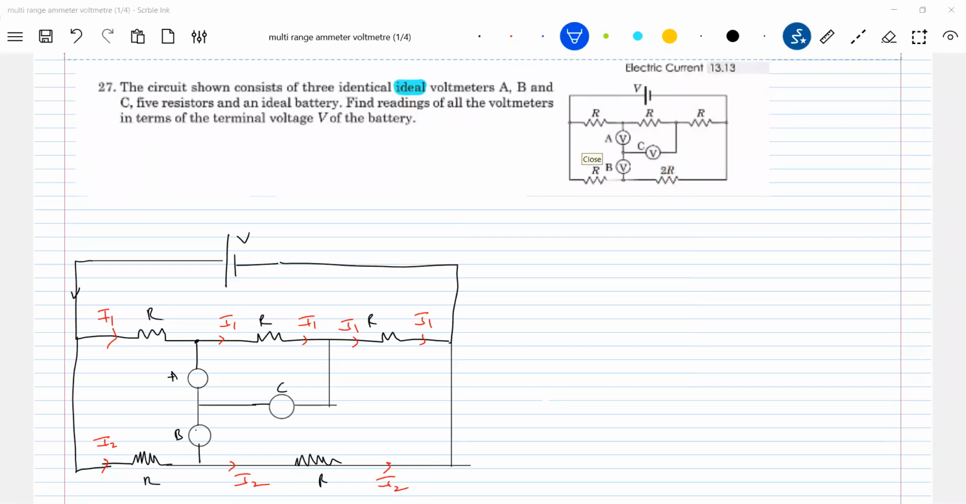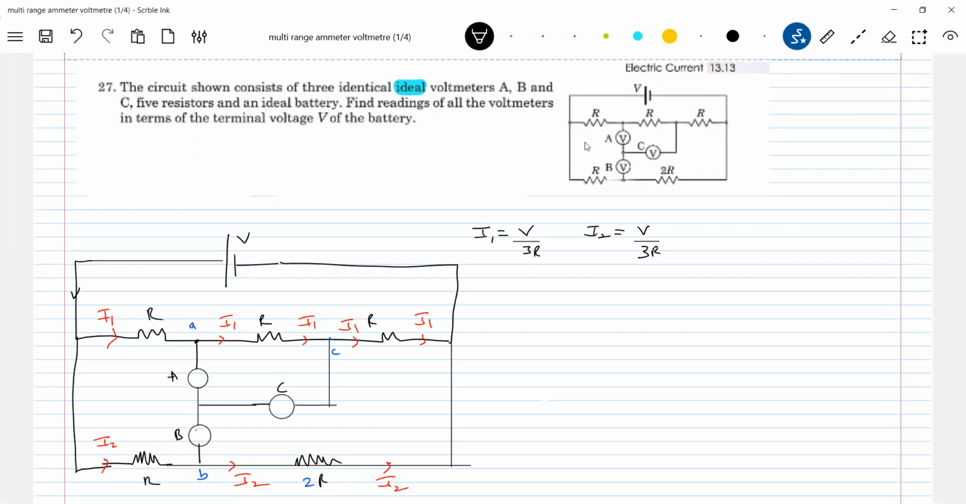This is 2R, okay, I'll change it. And these are the points A, B, and C. Let me pick up like this here. So let's do one thing. What is I1 equal to? I1 should be equal to V by 3R. Similarly, I2 is also equal to V by 3R, as the total resistance is R plus 2R.